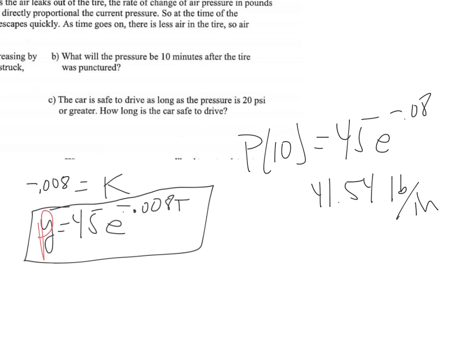Then for part C, how long before it's safe to drive? You're going to say, hey, the pressure's 20. So I've got 20 equals 45 e to the negative 0.008t. Divide by 45, take the natural log, divide by negative 0.008. I got t equals about 101 minutes.